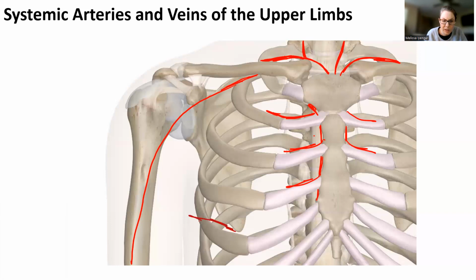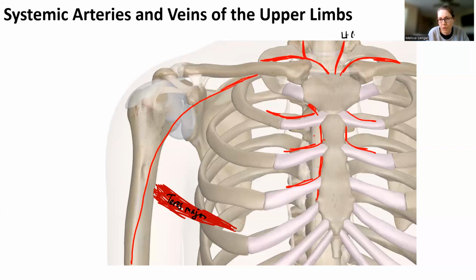Right here, I'm going to make a muscle. That is my teres major right there. It's going from the inferior angle of the scapula towards the humerus. So there's teres major right there. We just have to figure out what our boundaries are for each one of our blood vessels. Here, this is brachiocephalic.